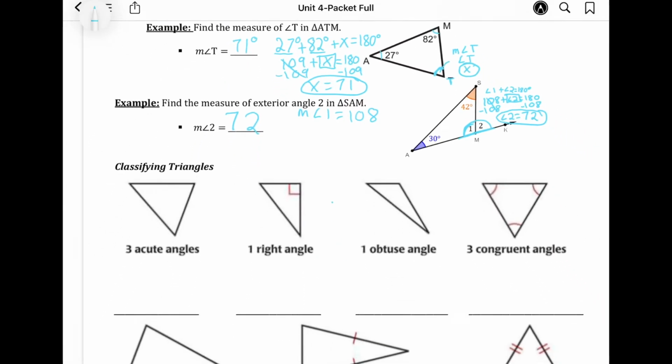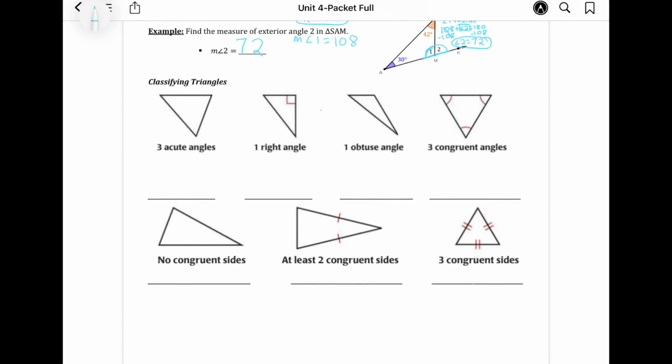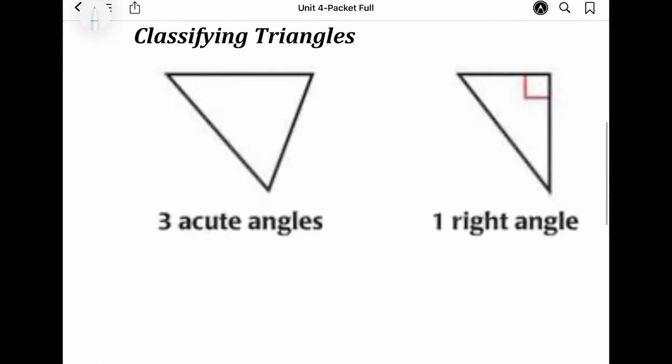Then we go into classifying triangles. So for the first one, we are told that we have 3 acute angles. Acute means less than 90 degrees. 90 degrees would be shown like this, where it's a perfect perpendicular line to the one at the bottom. So all of these are less than 90 degrees. So this triangle is going to be labeled as an acute triangle.